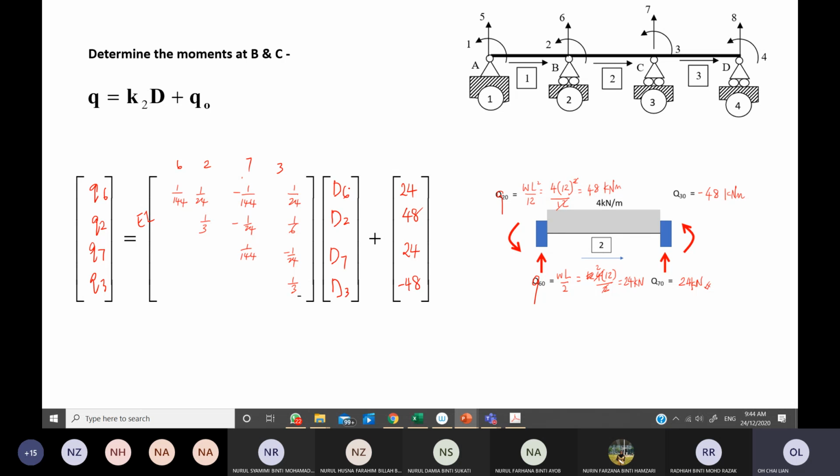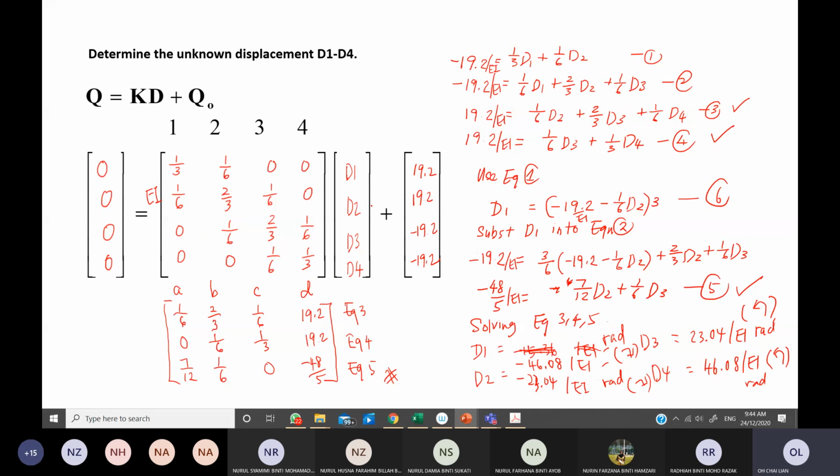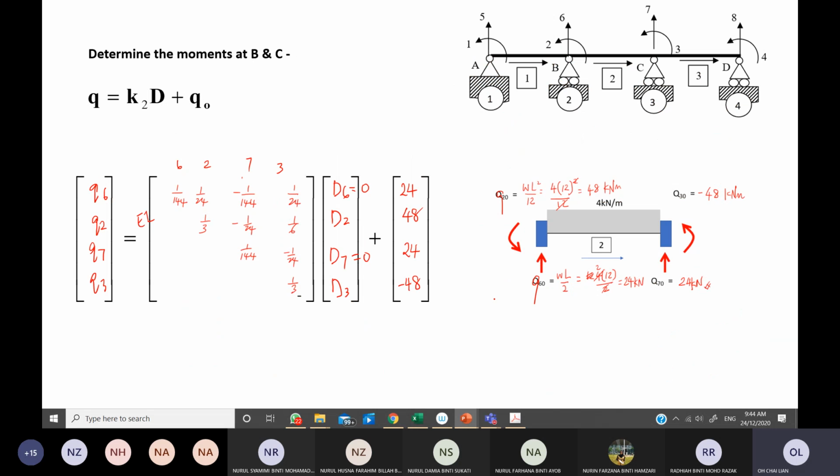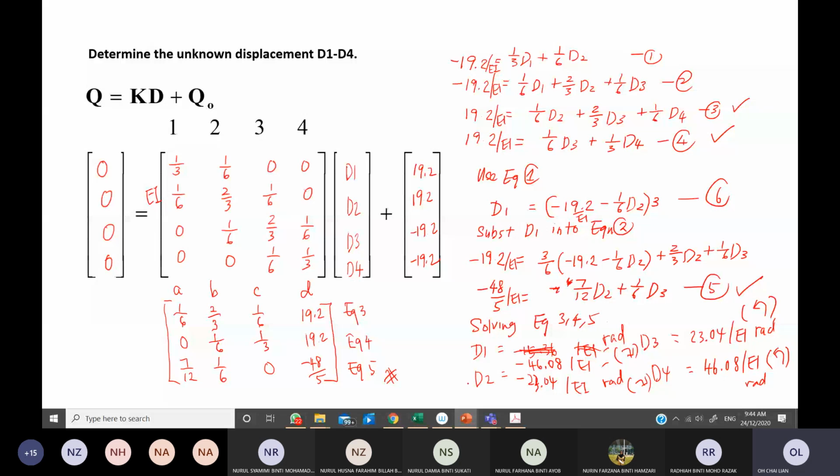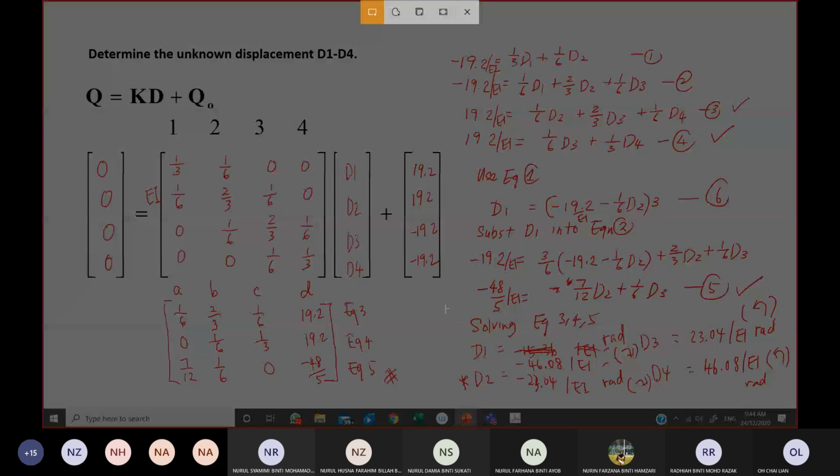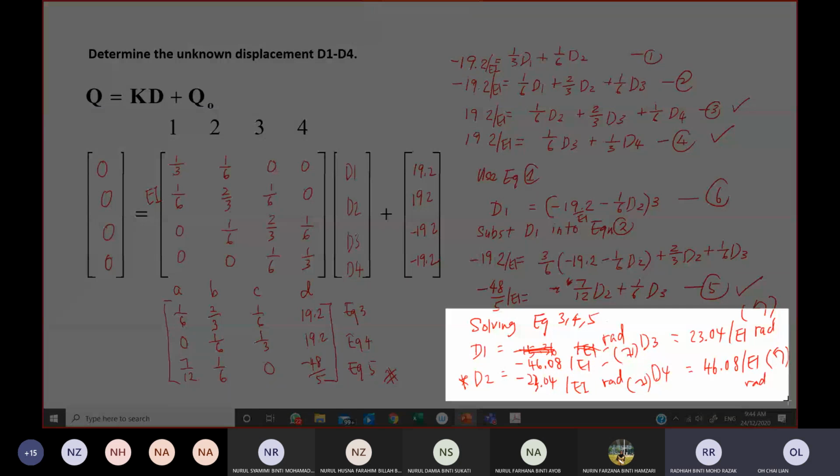Now D6 is equal to 0. D7 is equal to 0. If you can see from our calculation just now, D5 to D8 is 0. But D1 to D4 has value. But it's very messy here. We just need the D2 and D3. So D2 is this one. D2 is negative 23. Let me snap this. I worry that I cannot remember.